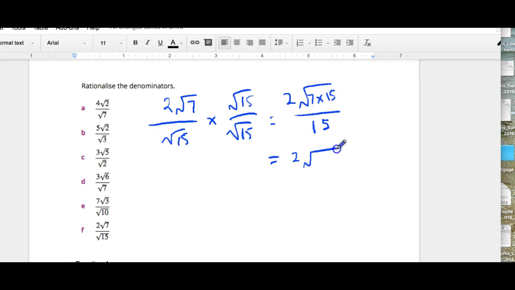to 105 over 15. I'm not too sure whether 105 can be simplified. I know 25 doesn't go into it. Let's try 9, no. 4 doesn't. 9 doesn't. 16 wouldn't. 25 doesn't. 49, 36. No, I think 105 is as simplified as it will be.